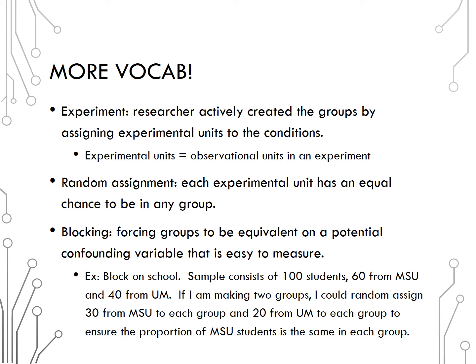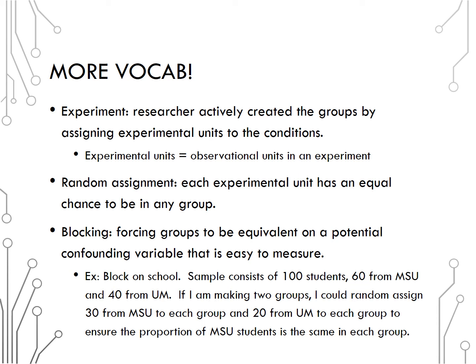Finally, let's discuss blocking. Blocking is when we force groups to be equivalent on a potential confounding variable that is easy to measure. For example, let's say we have a sample of 100 students, 60 of them attend MSU, and 40 are Grizz, and we want to block on school. That means if I'm making two groups, I could randomly assign the 60 MSU students to each group, meaning there would be 30 MSU students in each group, and take the 40 Grizz students and randomly assign half to each group, meaning 20 would be in each. That would make each group equivalent, with 30 MSU students and 20 Grizz students. So the proportion of MSU students is the same between the two groups.